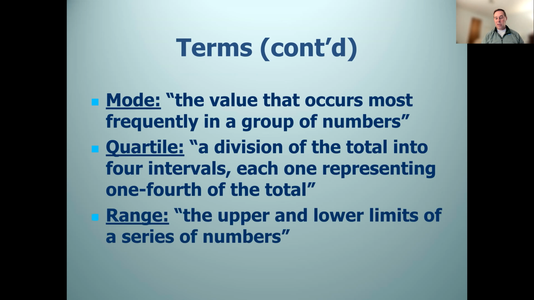And the range, just like it was in that example, our range started with 8,500 was the most expensive casket. The least expensive was 1,795. So the range is the number that's between those upper and lower limits.